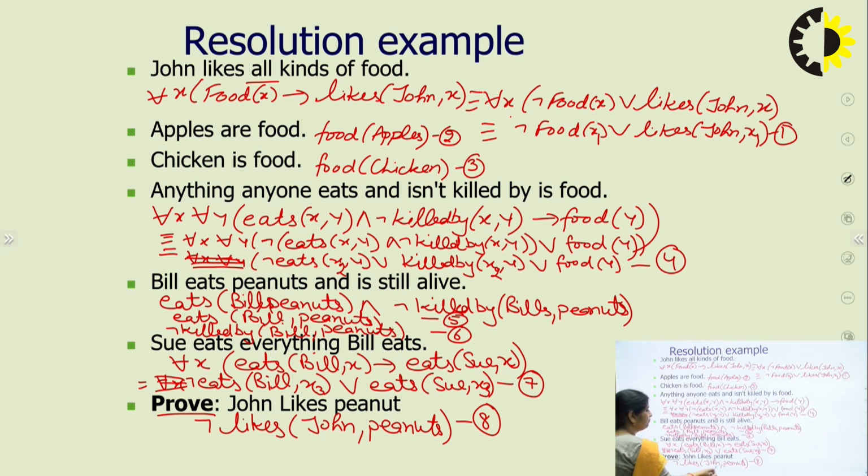If I see 8 and 1, in 8 I am having not of likes John, peanuts, and in 1 I am having John likes X. It means I can resolve 1 and 8, and I will get it by unifying X1 with peanuts. So 1 and 8 have been resolved. What I am applying? Resolution on these propositions. And what I did? I unified X1 with peanuts.